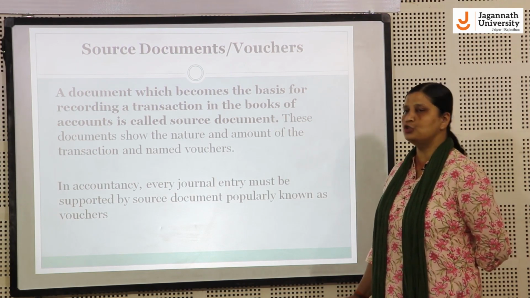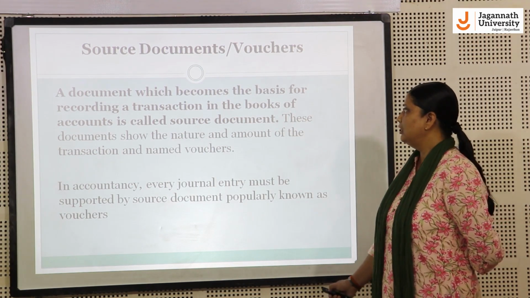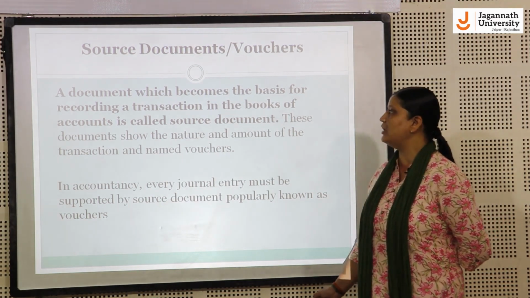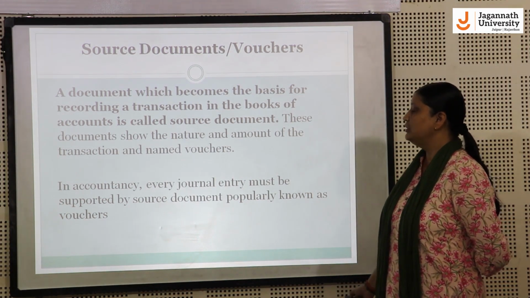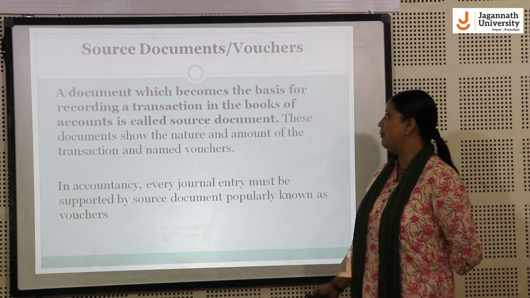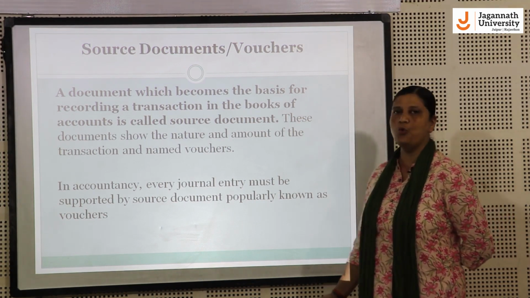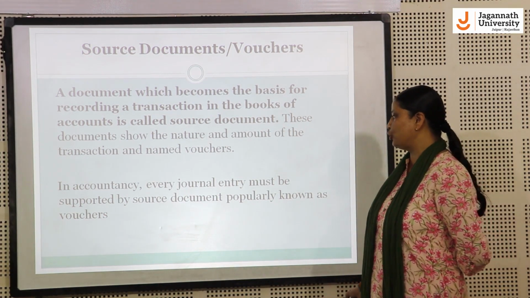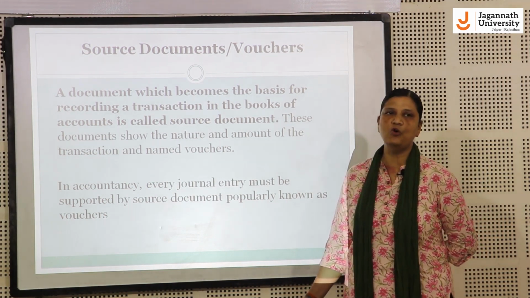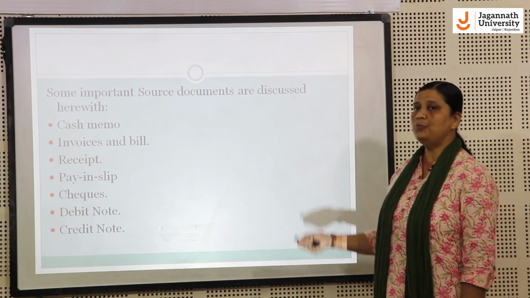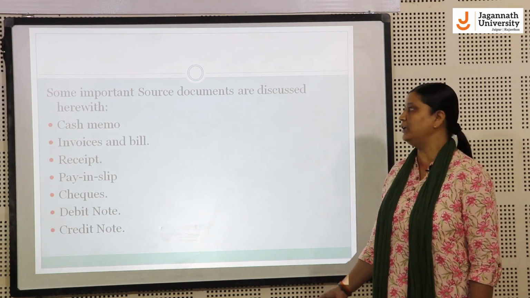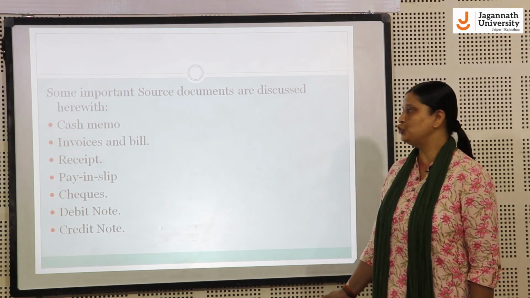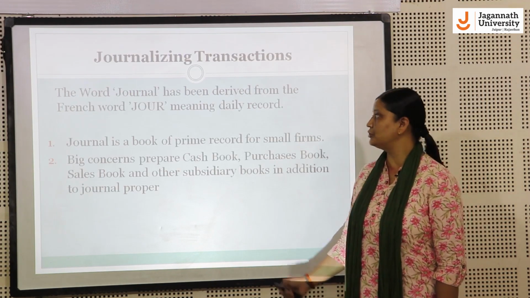Now we will discuss the source document, or we can say vouchers. A document which becomes the basis for recording a transaction in the books of the accounts is called source document. These documents show the nature and amount of the transaction and are named vouchers. In accounting, every journal entry must be supported by the source document, popularly known as vouchers. These are some of the source documents which we need in accounting, that are cash memos, invoices and bills, receipts, cash in slips, checks, debit notes and credit notes.